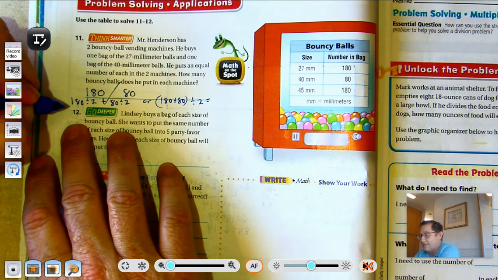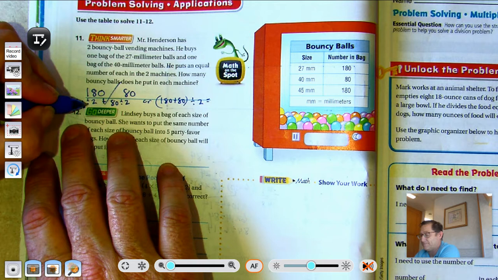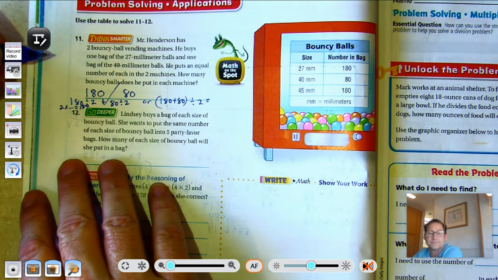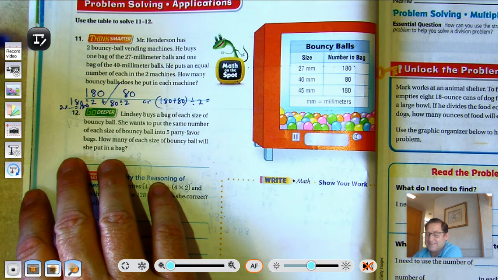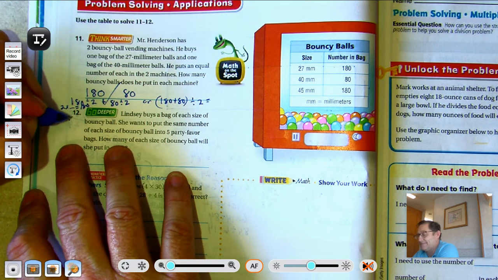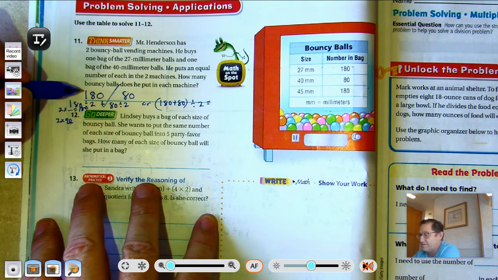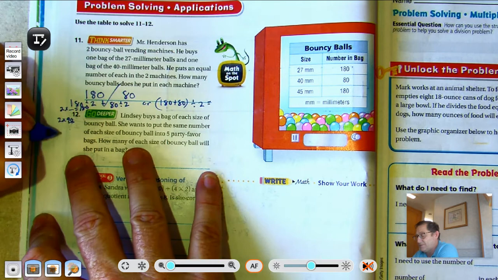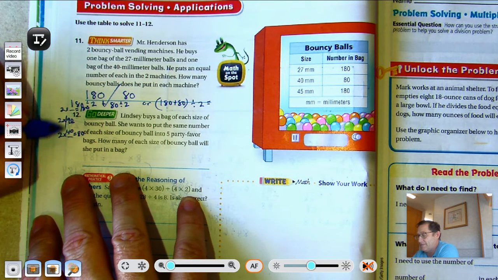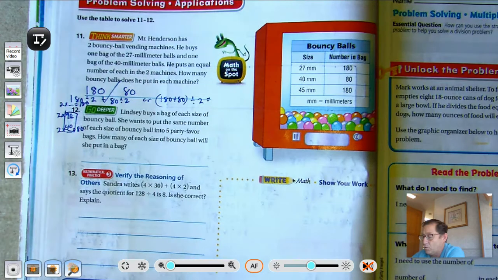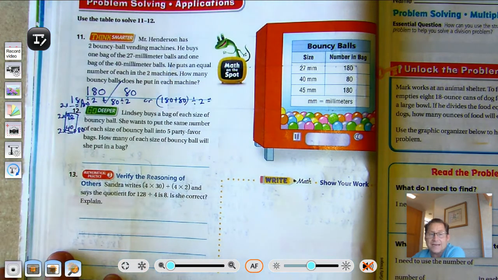So 2 times what is 180? Well, 2 times 9 is 18, so 2 times 90. Okay, so 90 of the 27 millimeter, and 2 times what is 80? 2 times 40. So he puts a total of 90 and 40.